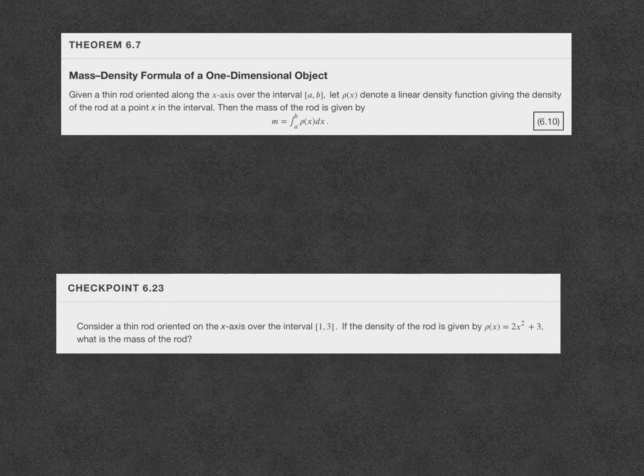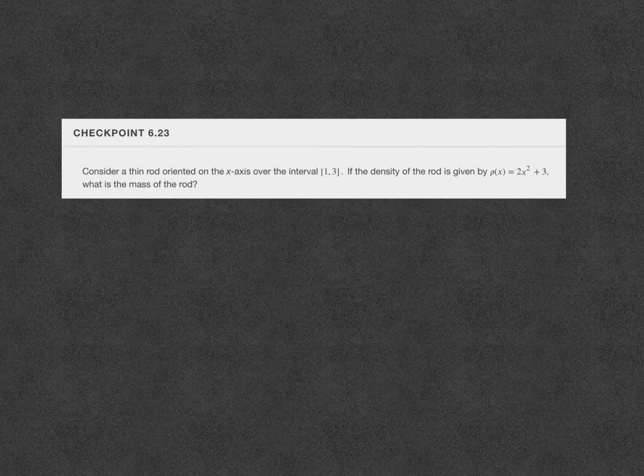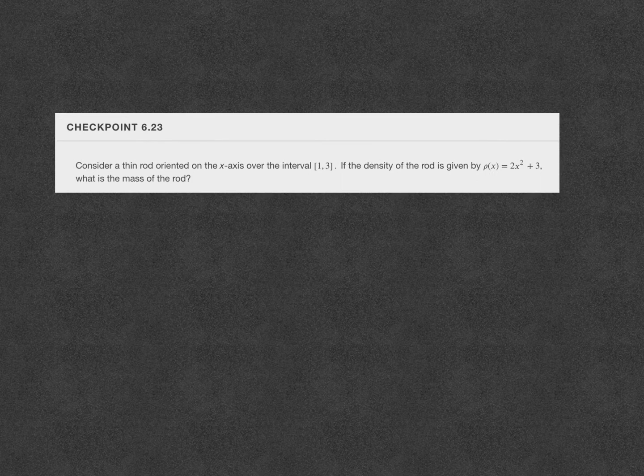So let's look at the example. We have a thin rod oriented over the x-axis. Our bounds are from 1 to 3. And the density is given by this equation. So we're given the density function in this one, and we want to find the mass. What it boils down to, let me rewrite the integral formula first. Rho of x dx. We substitute in our bounds, 1 to 3. Our function, 2x squared plus 3 dx.